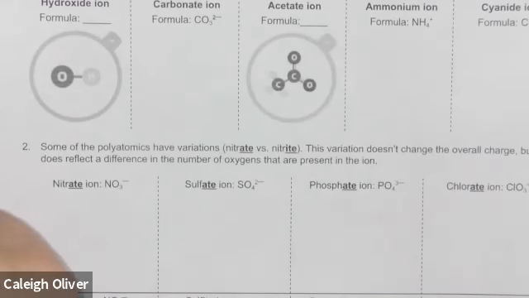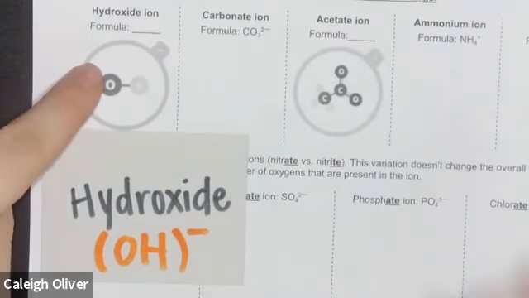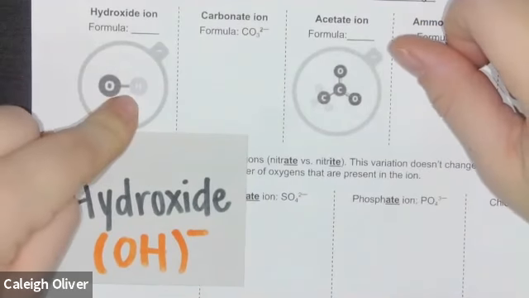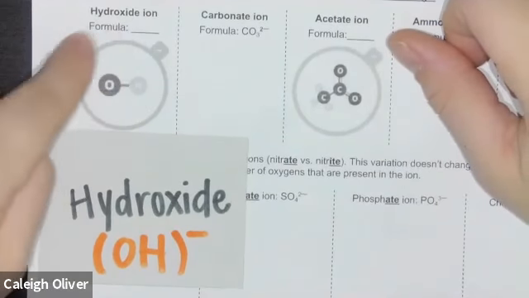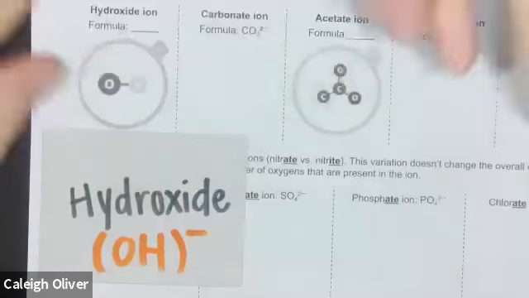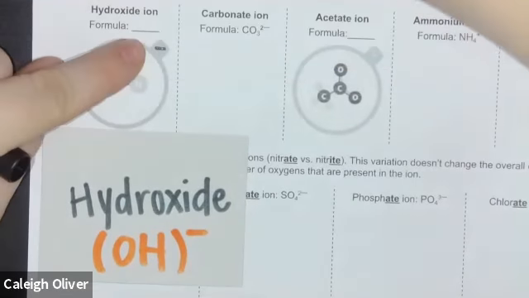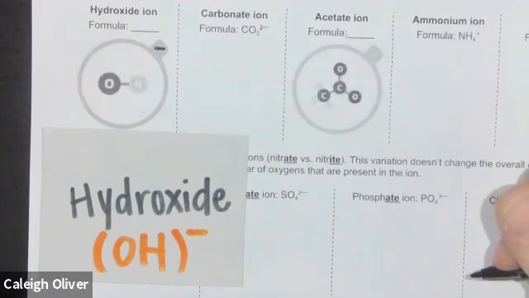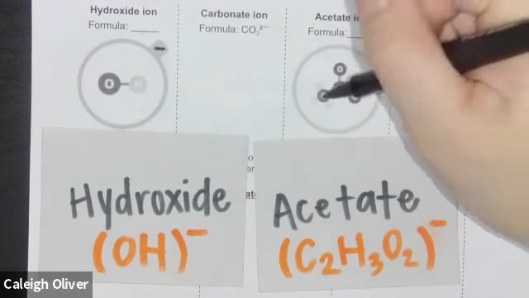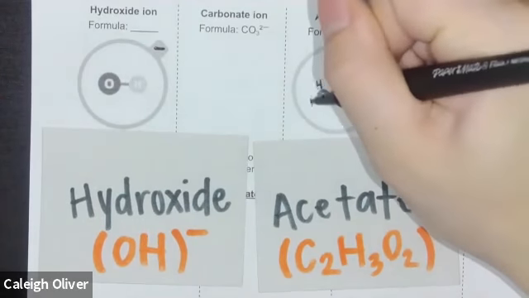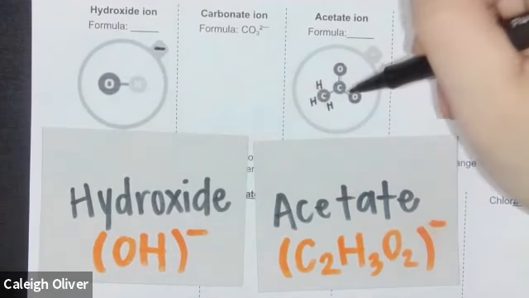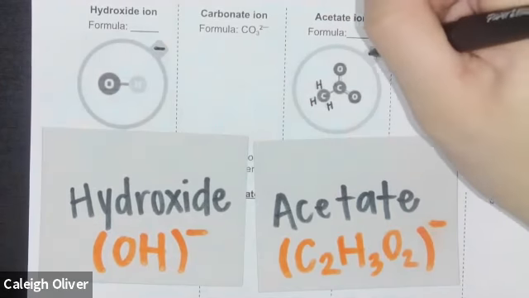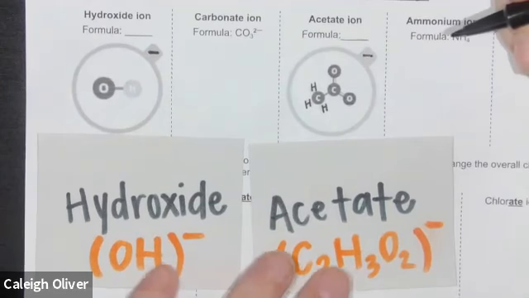For example, hydroxide on the flashcard, we wrote just OH minus. But here on the picture, we've got an O and an H. They're connected. And the whole thing has a minus charge. The acetate has 2 carbons, 3 hydrogens that didn't print very well, 2 oxygens, and the whole thing has a minus charge.